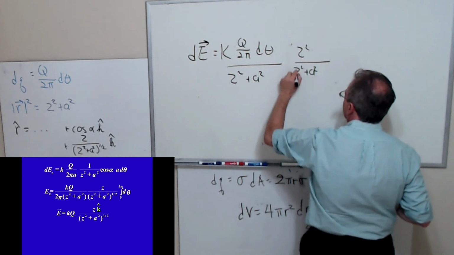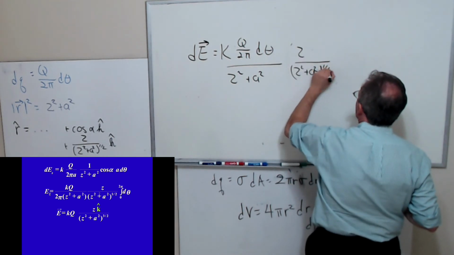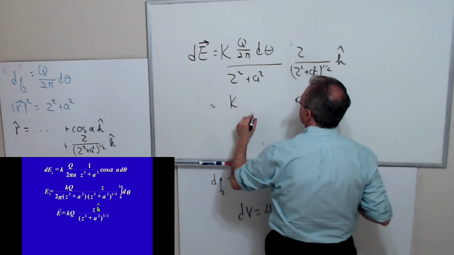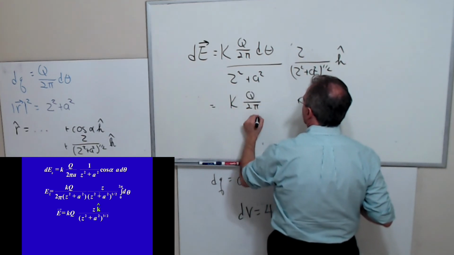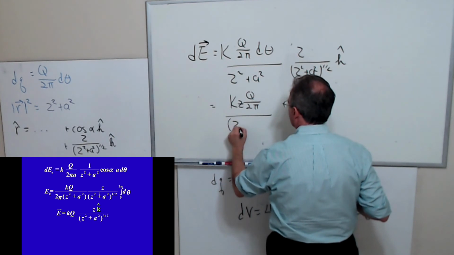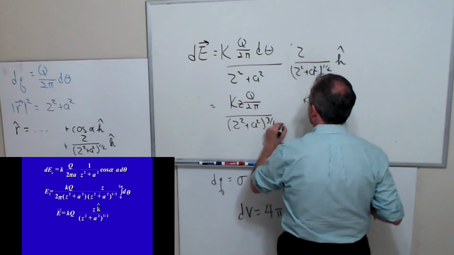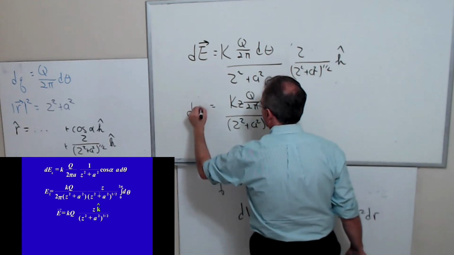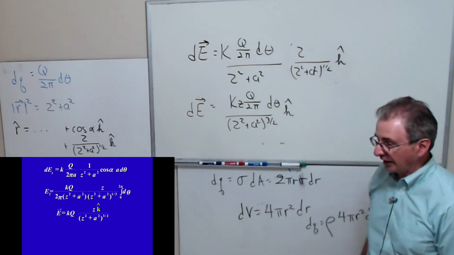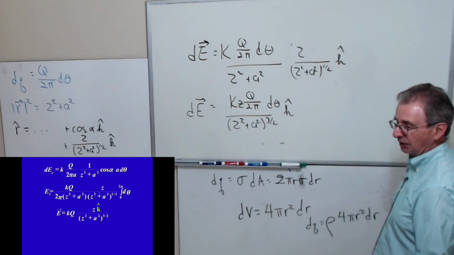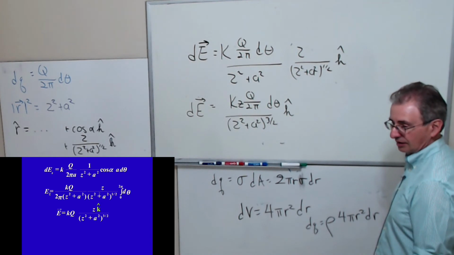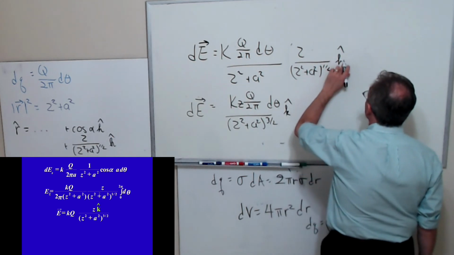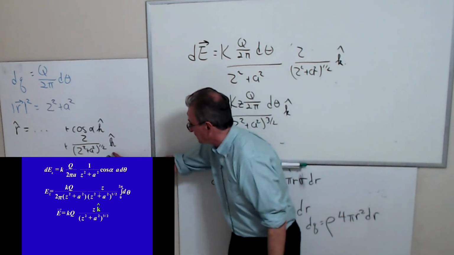I better be careful. Let me rewrite this. Okay, so now I've got to integrate this over theta. How hard is that integral going to be? Wait, why is that h hat and not k hat? Right, because it's in the z direction. Oh yeah, those are supposed to be k's. I'm sorry, they don't look like k's.